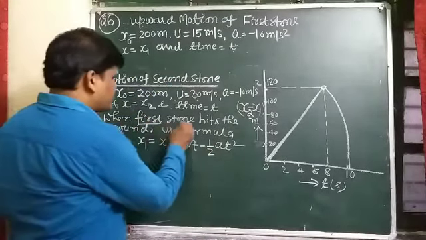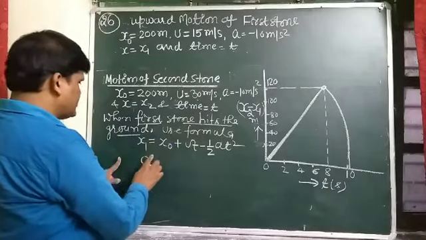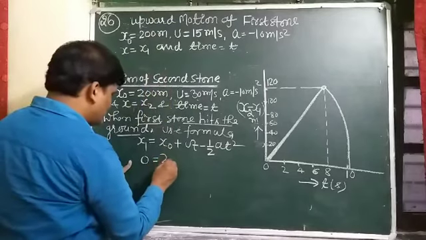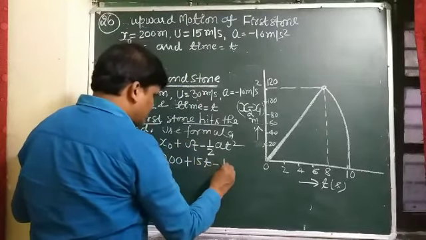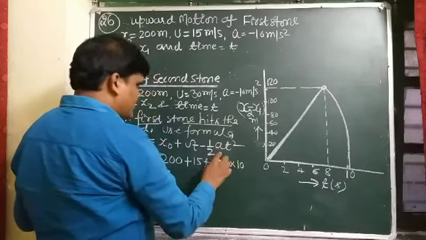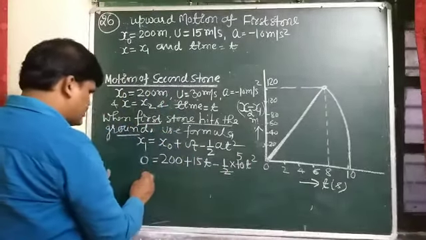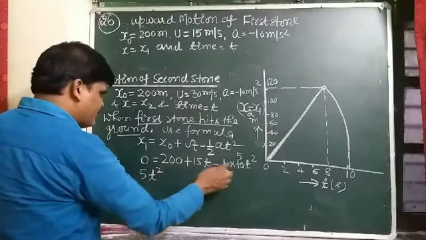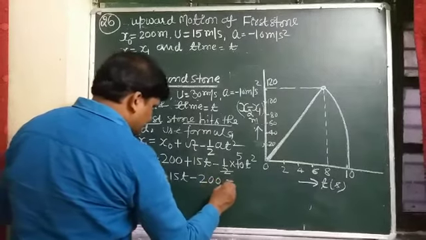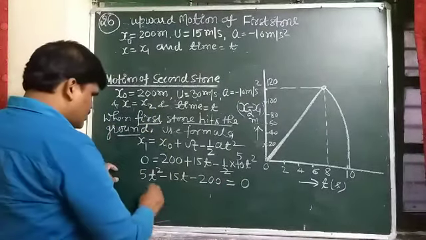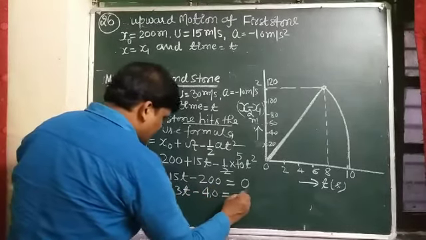But student, when the first stone hits the ground, it means x1 is 0, and x0 is 200 as given, the initial velocity u is 15, time we have to find, minus half, and acceleration we have taken as negative 10 meter per second square, t square, so that is 5. Bringing it to the left hand side, this comes out to be 5t square minus 15t minus 200 equals 0, and dividing by 5, it comes out to be t square minus 3t minus 40 equals 0.